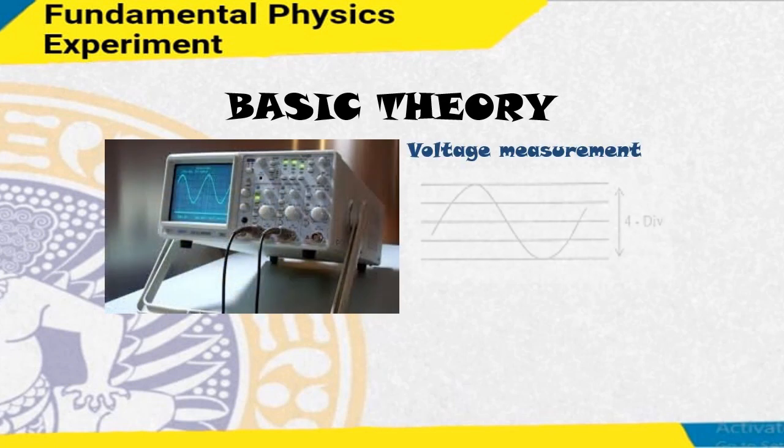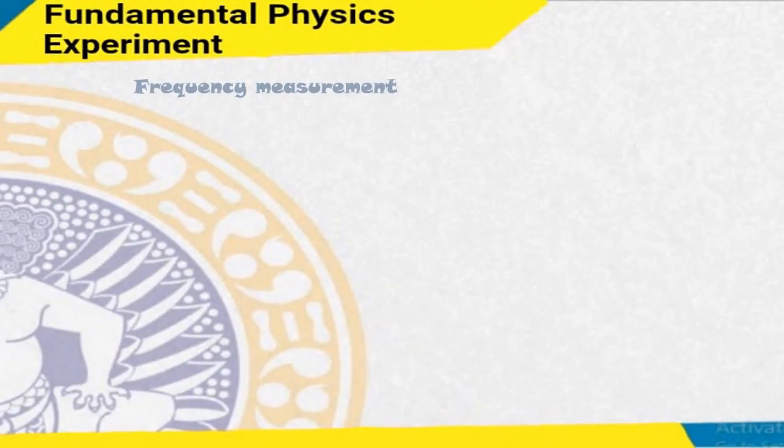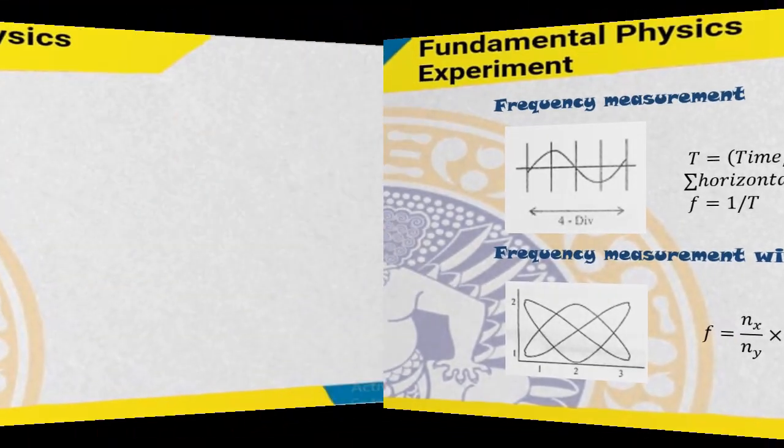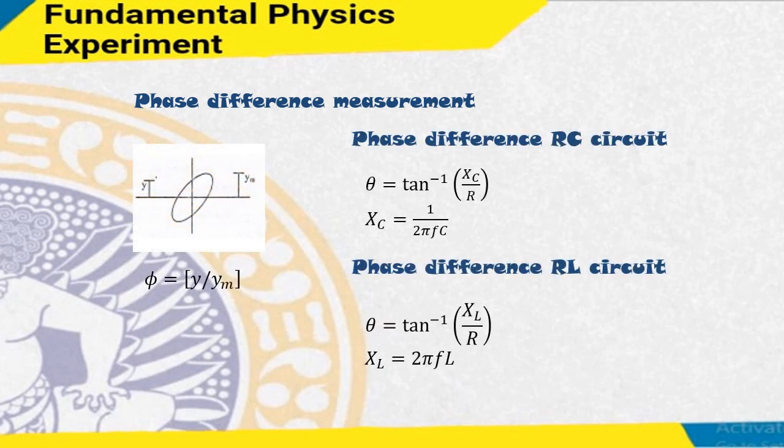In the basic theory, you will see the figure about the oscilloscope itself, and then you will understand how to measure the VPP, VRMS from the display of the oscilloscope. Moreover, you will know about the frequency measurement and then the formula of the frequency measurement with the Lissajous pattern. And last, you will see the path difference measurement formula in the RL and RC circuit. Moreover, look into your textbook.